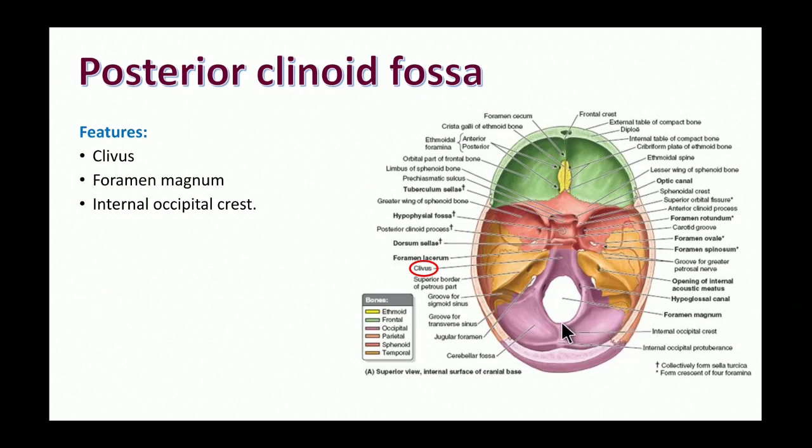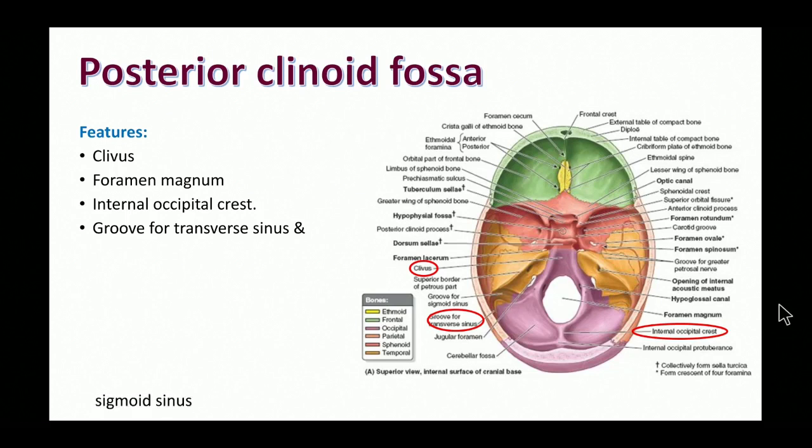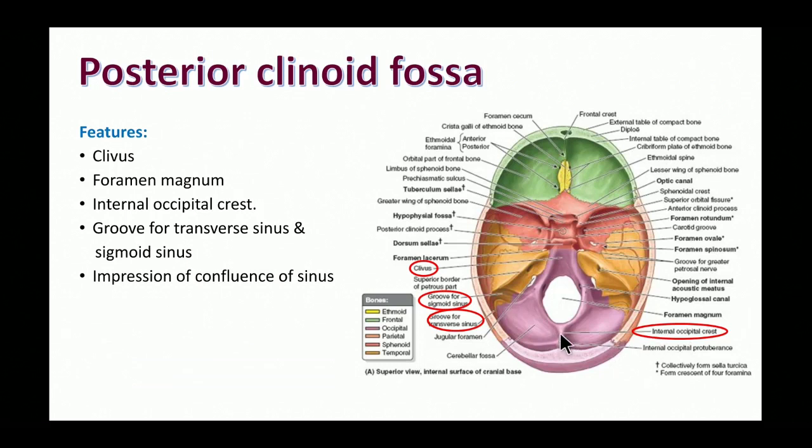So the internal occipital crest, which is seen here, diverges to enclose the vermian fossa. This is the fossa for the cerebellum, where the cerebellar hemispheres are lodged on either side of the internal occipital crest. Then the groove for the transverse sinuses on either side, right and left transverse sinus, which continues as the sigmoid sinus. The sigmoid sinus passes through the jugular foramen as the internal jugular vein. Then the impression for the torcular herophili or the confluence of sinuses, which we have already seen.